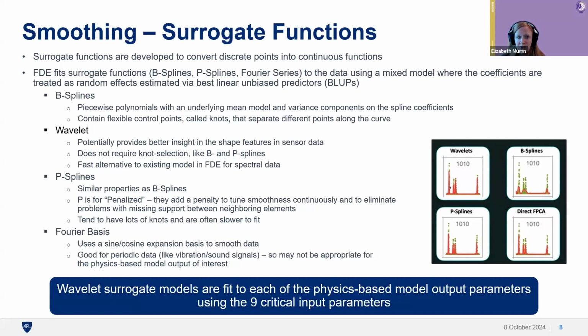What we ended up leveraging was a wavelet model. It gave really good insight into the shape features of our particular data set. It didn't require knot selection like the others did. It was a very good, fast alternative.